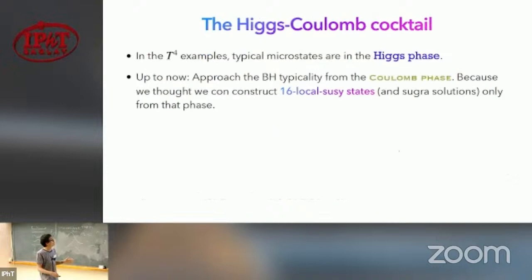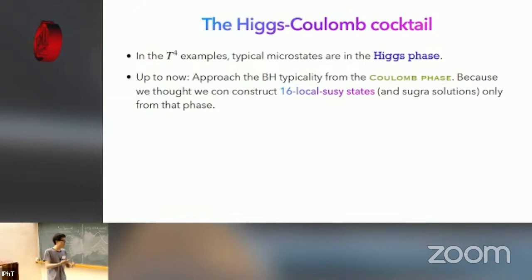So I think the takeaway message is the following. In the examples that we have seen in the T4, the typical microstates are actually in the Higgs branch and not in the Coulomb branch. And up to now, we wanted to approach the black hole typicality from the Coulomb phase. I think this is the impression I have when I see most of the talks here. And the reason is because we thought that we can only construct 16 local supersymmetry states and supergravity solutions from that phase, only from the Coulomb phase.